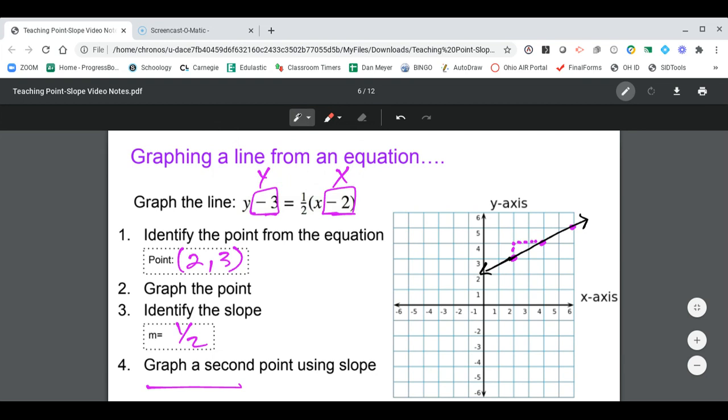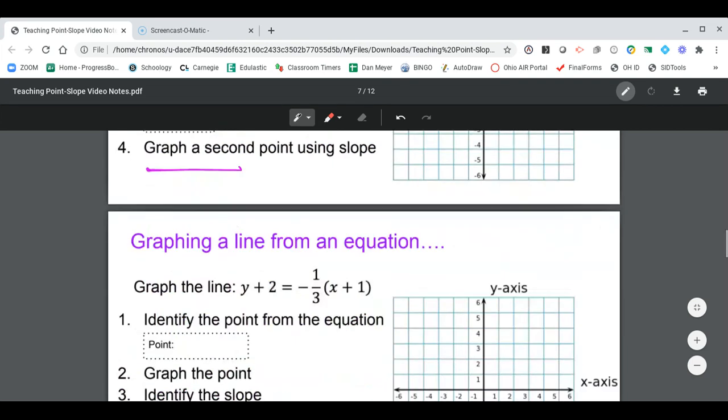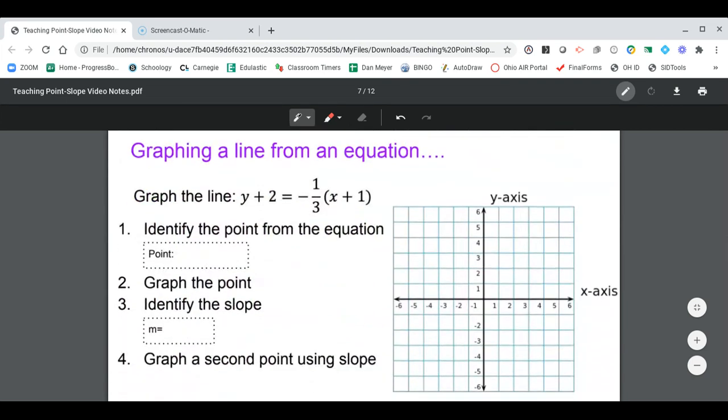So the point on my graph that I found from the equation was 2, 3, and then we figured out that the slope was 1/2 by also looking at my equation. All right, pause, you do this next one, and then I will go through it with you once you press play.